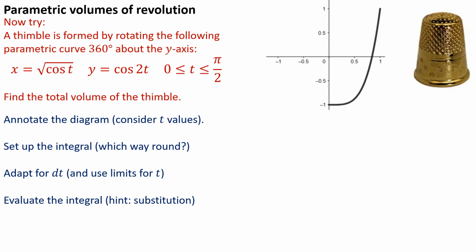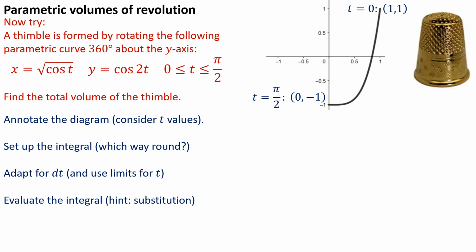So we begin by annotating the diagram. When you replace t with 0 in the x and y equations, you should find you get 1, 1. X is 1 and y is 1. And if we sub in t equals pi by 2, we're going to get 0 for x and minus 1 for y. So straight away I can see that the bottom of my shape happens when t is pi by 2 and the top is when t is 0, which might seem a little bit backwards.